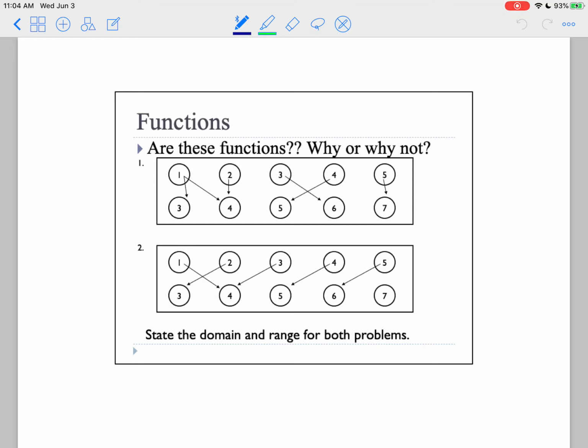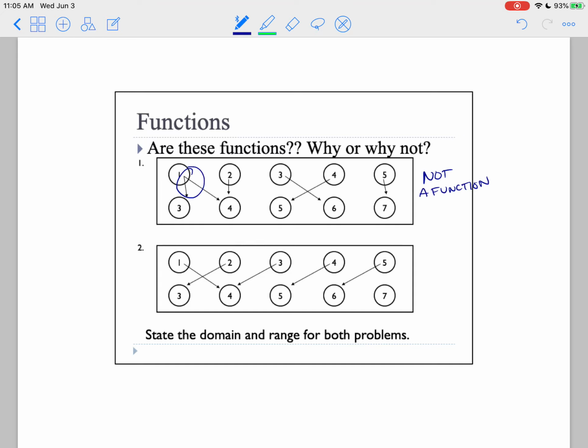All right, so looking at number 1, I am seeing that element 1 is being mapped to both 3 and 4. Now, I don't know if I put 1 into this relationship if I'm going to get 3 or 4. And so that makes this not a function. This is not a function. And it's not a function because 1 is mapped to 2 different values. Okay? But we can still talk about the domain and range.